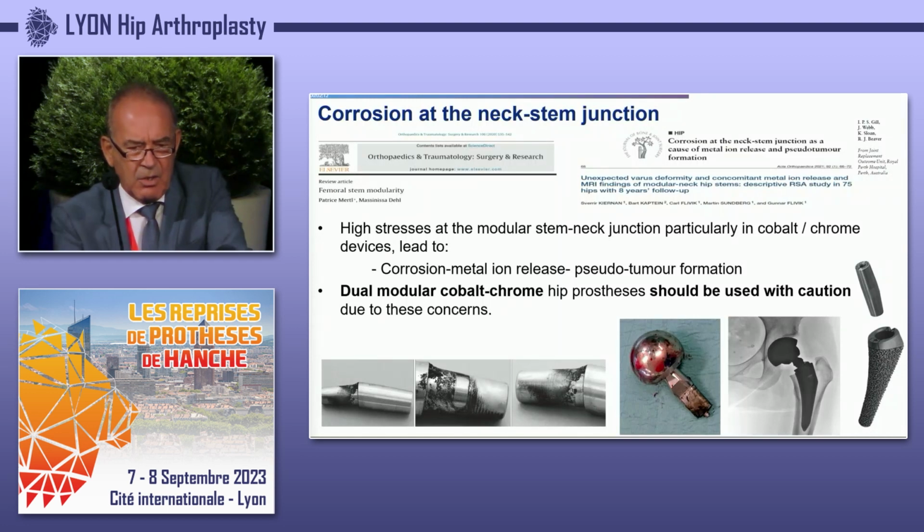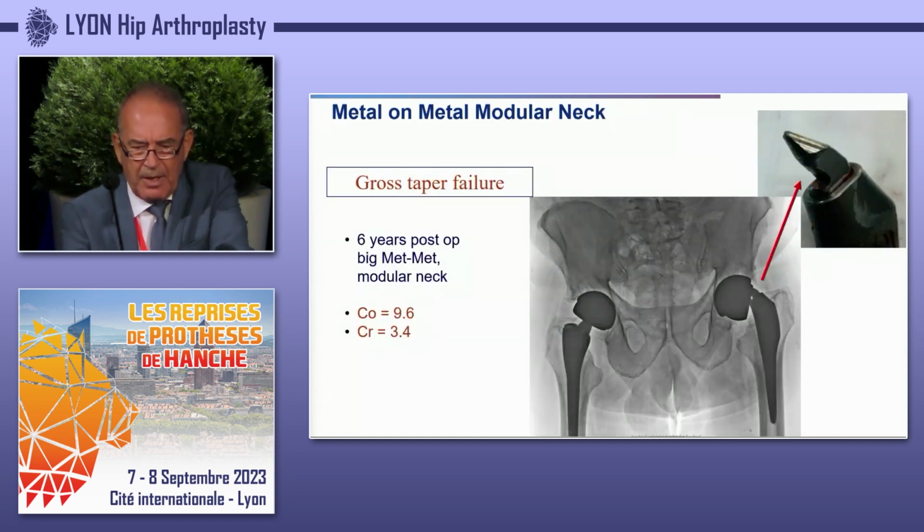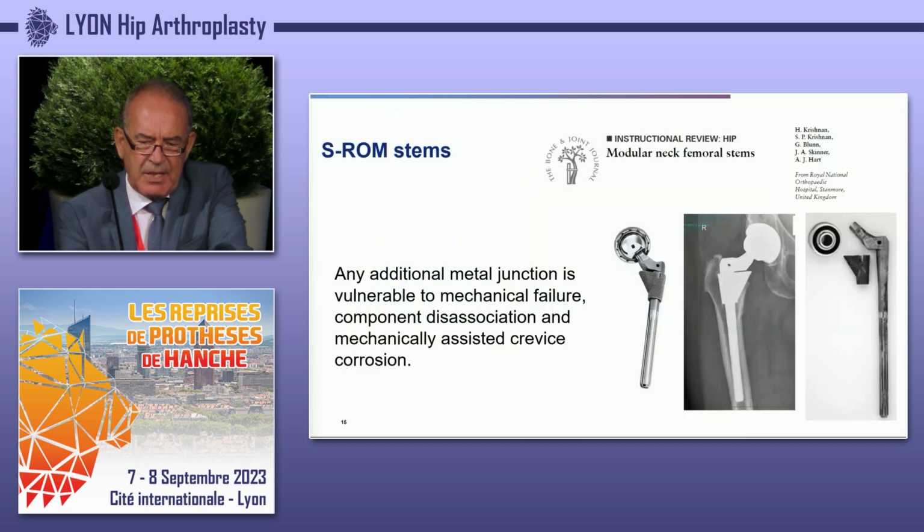pictures. Corrosion at the neck stem junction, again, high stresses on the modular neck-stem junction, particularly in cobalt and chrome devices. They lead to corrosion, metal ion release, and pseudotumor formation. So in case you can avoid, you should avoid. Today there is not much in practice on that. Metal on metal modular head, again, you see the disasters, and today we don't use it anymore.